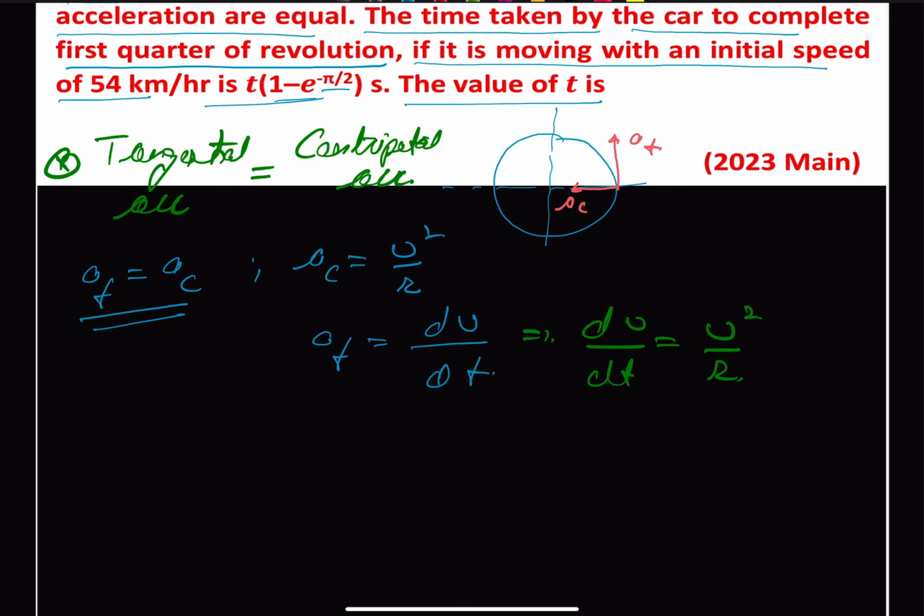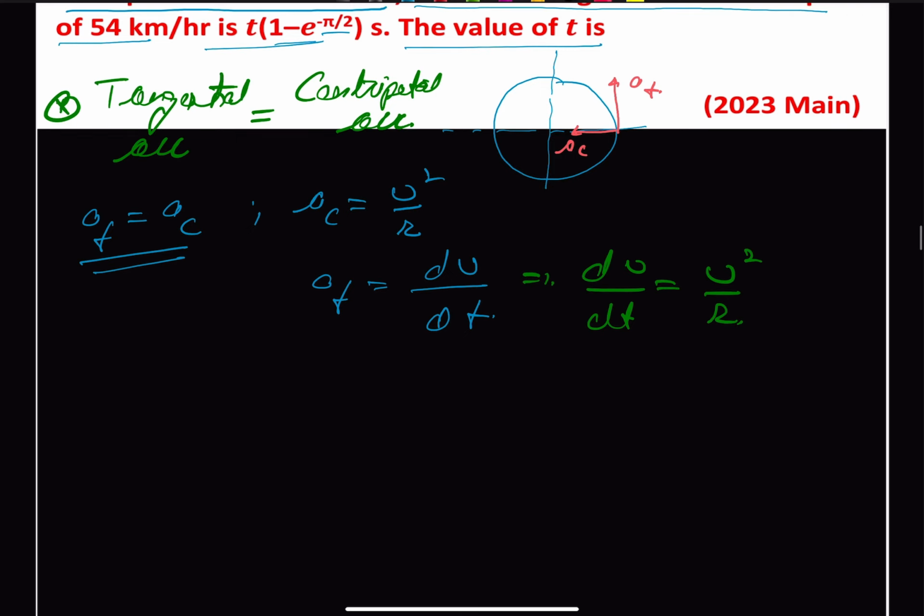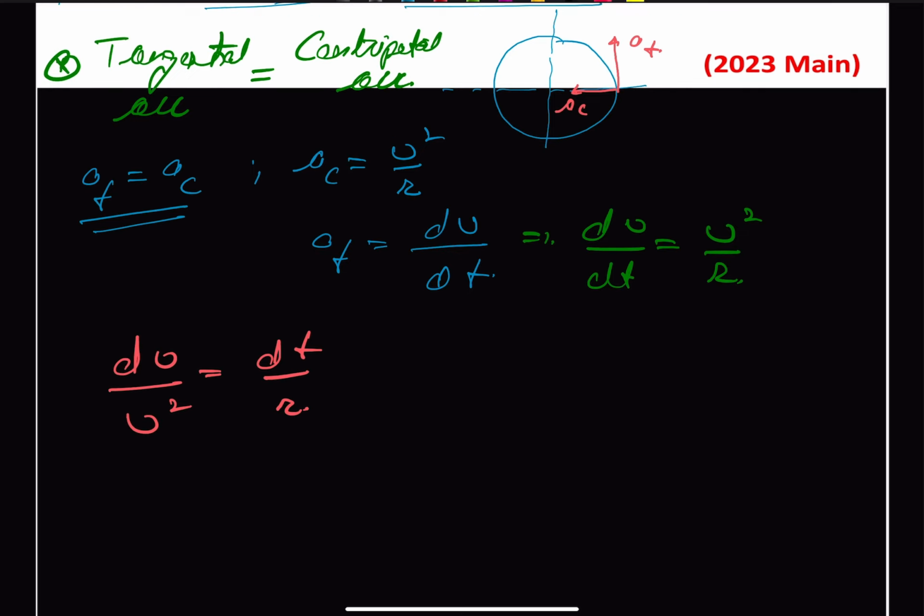Now it is a simple differential equation, we can solve it. So we can write this as dv upon v square is equal to dt upon r, and let's integrate it for 0 to v, and this comes as 0 to t.